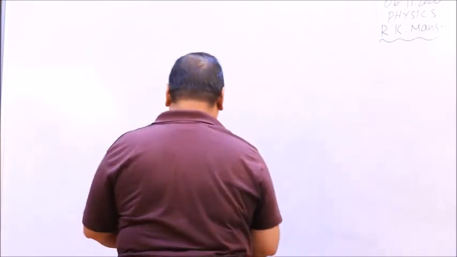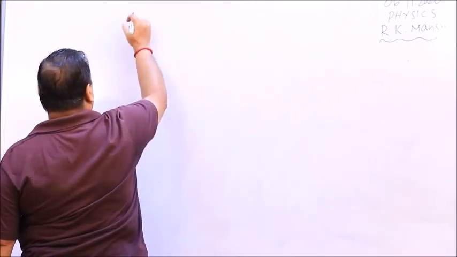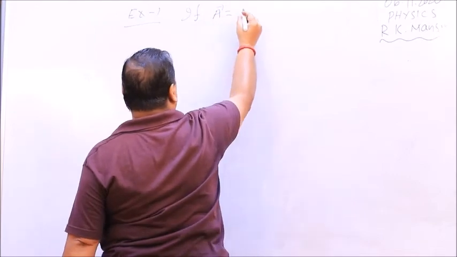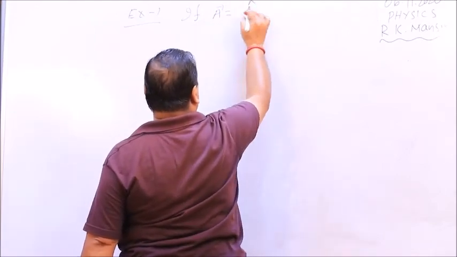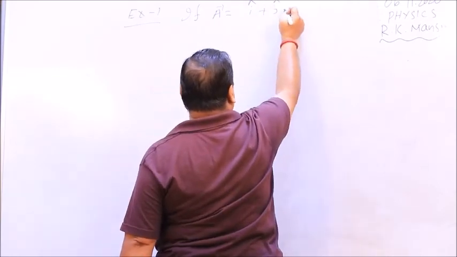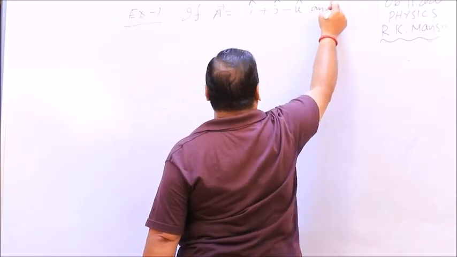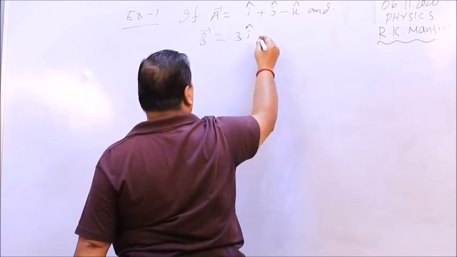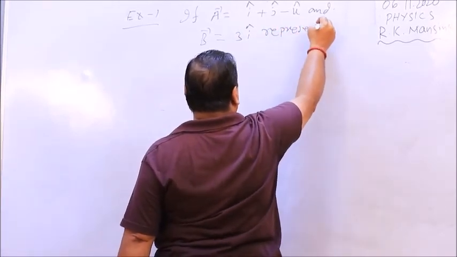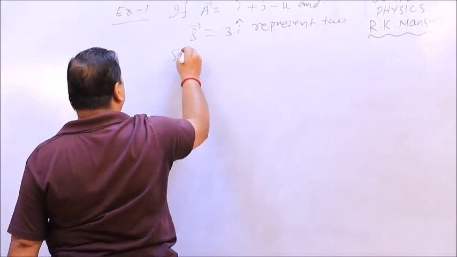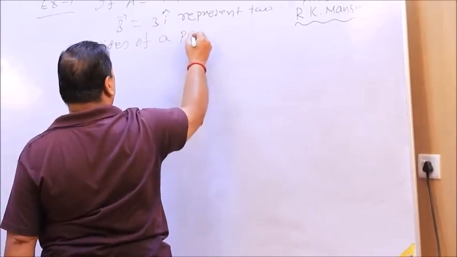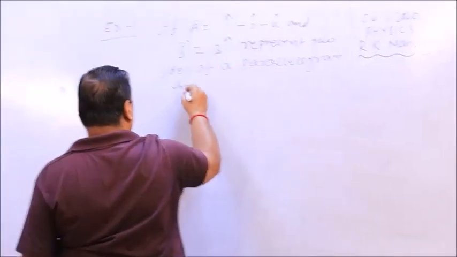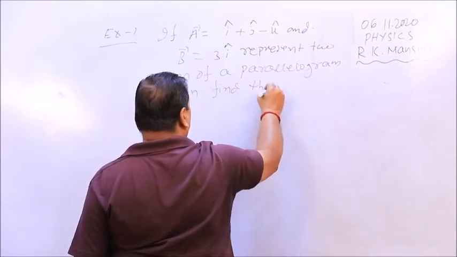Then you just take an example. If vector A equal to i cap plus j cap minus k cap and vector B equal to 3i cap represent two sides of a parallelogram, then find the area.